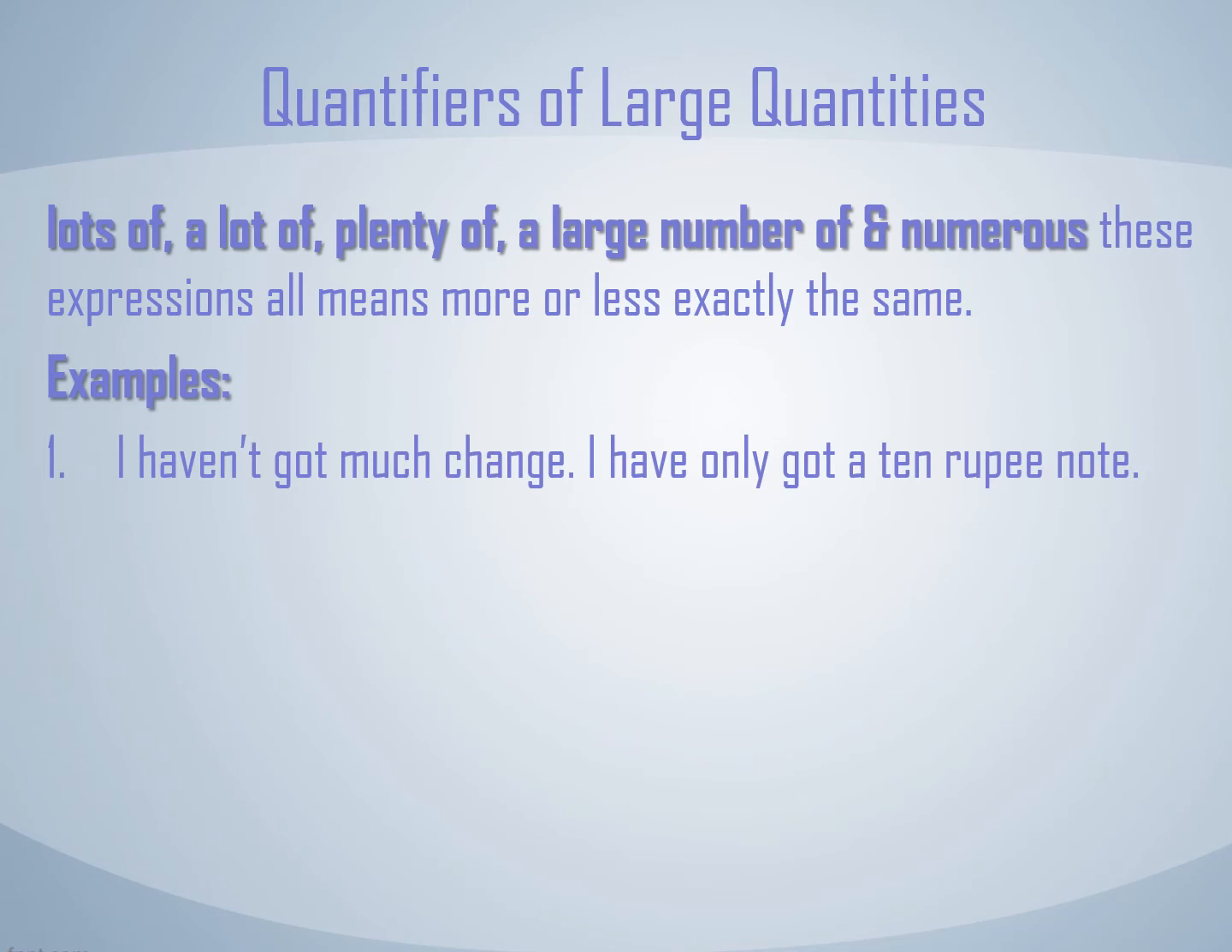I haven't got much change. I have only got a 10 rupee note. Now, change, and I have used much with that. As I explained to you, we use much with non-count nouns in singular. So you can check the sentence. I haven't got much change. I have only got a 10 rupee note. Now, is there much unemployment in the area? Unemployment is a non-count noun, and we have used much here.